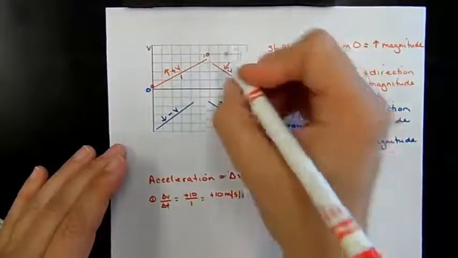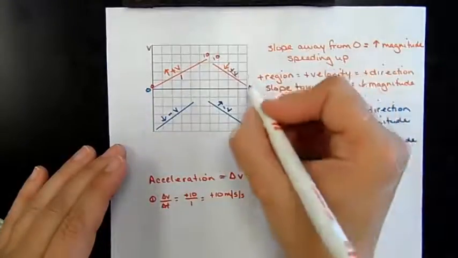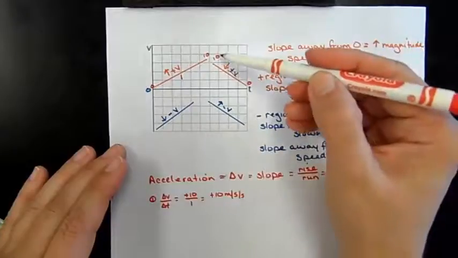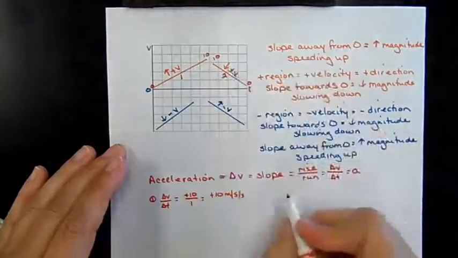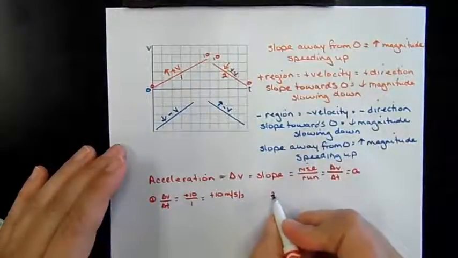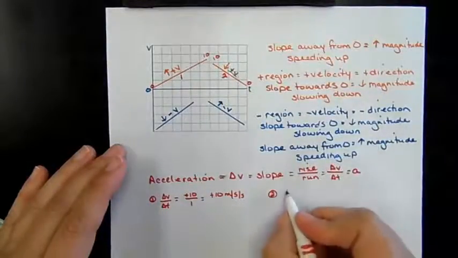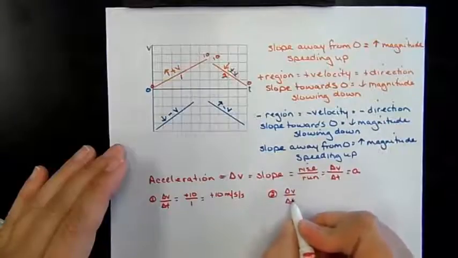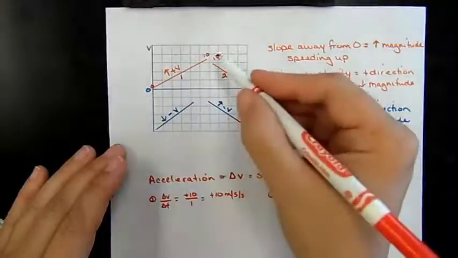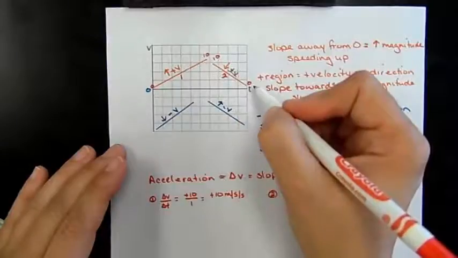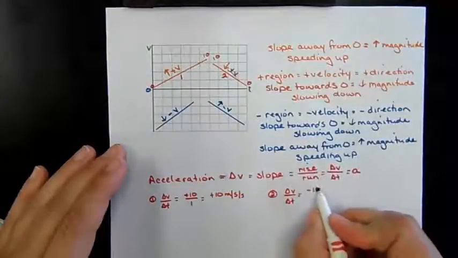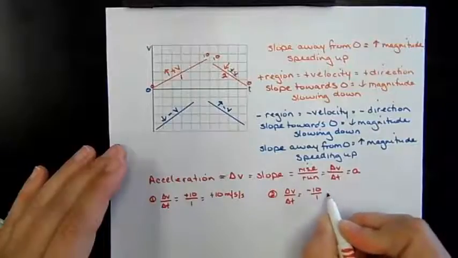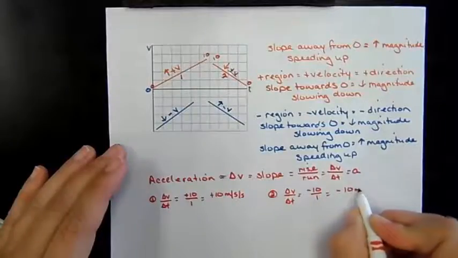Now if we look at this line, let's just say these are all the same. Pretend with me here. So we start at 10 and we end at 0. So for line 2, we're going to do the same thing. We're looking at delta V over delta T. In this case, we start at 10 and we go to 0. So final minus initial is 0 minus 10. So in this case, we have a negative 10 over 1, which is negative 10 meters per second.